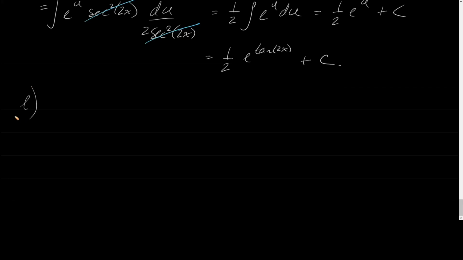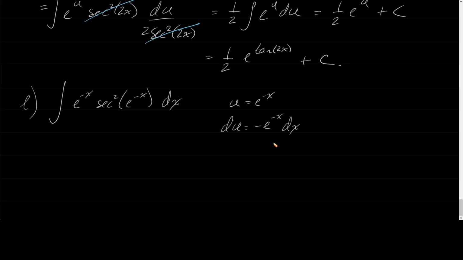Let's say that we have the integral of e to the negative x times secant squared of e to the negative x dx. Alright, so in here, I'm going to let u be e to the negative x. So what would my du be? du would be negative e to the negative x dx. So at that point, my dx would be du over negative e to the negative x.